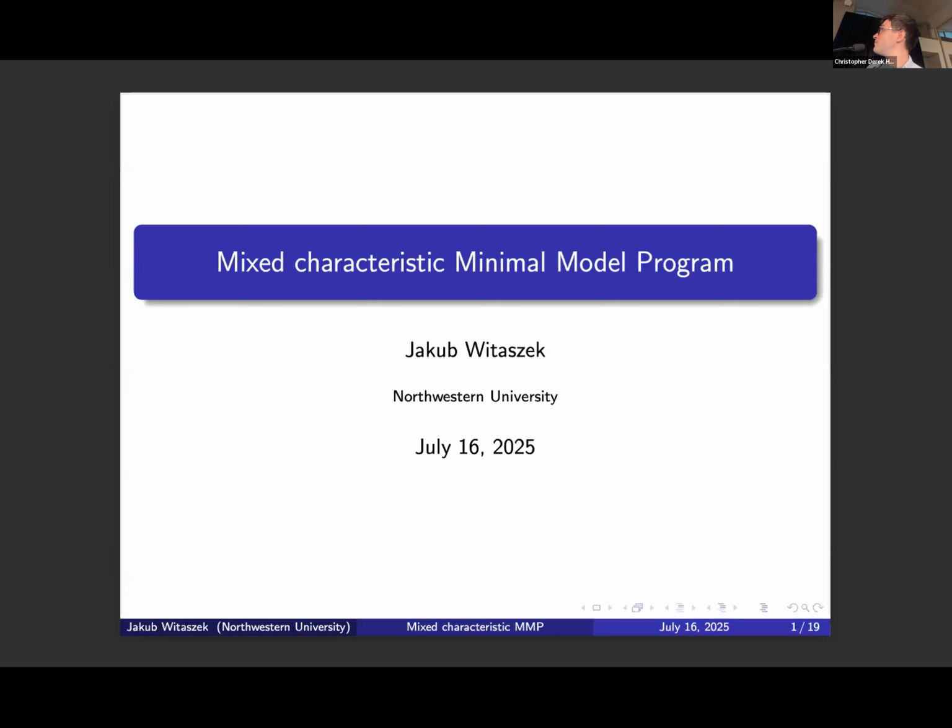Okay, so the goal of my talk today is to conclude our small lecture series with Karl Schwede and Kevin Tucker on these recent developments in mixed characteristic commutative algebra and birational geometry. And in this last talk, I'm going to tell you how these recent developments led to some new results in the mixed characteristic minimal model program.